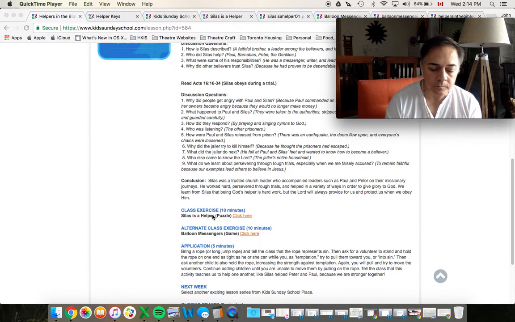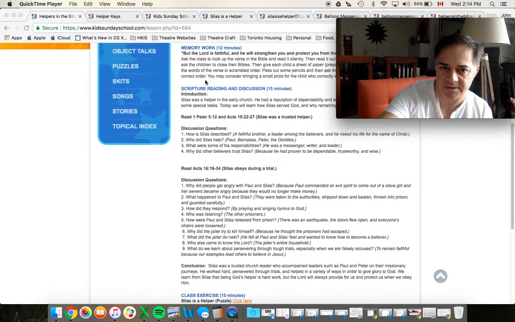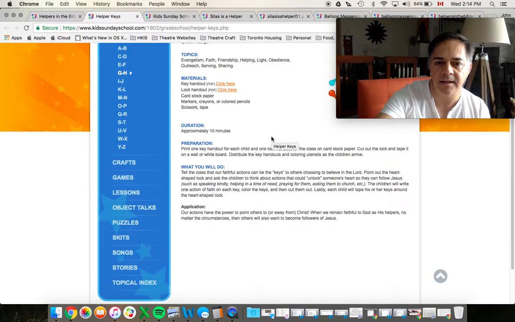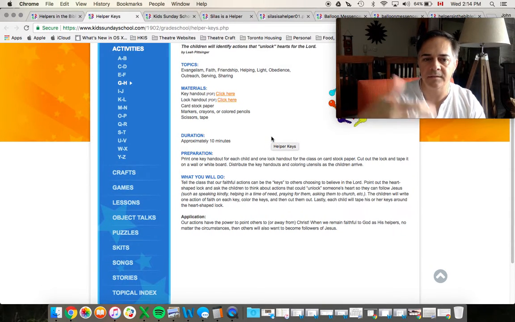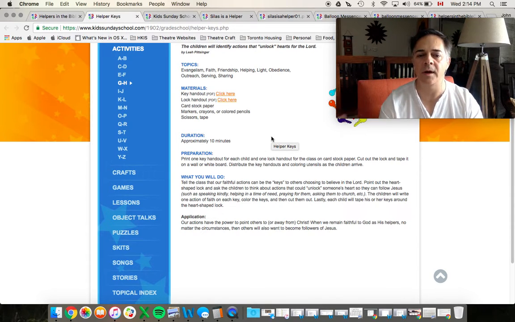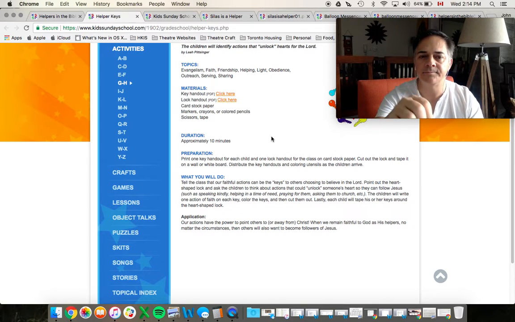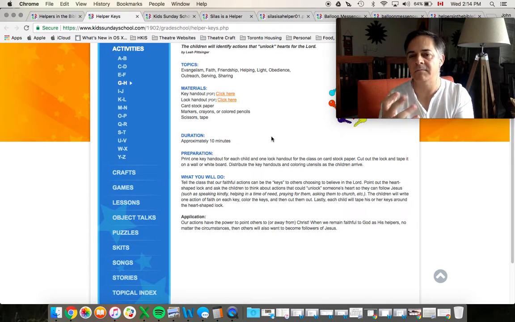And then from there, I would like to use the helper keys activity, which is the one that was up here at the top. With the helper keys activity, it talks about using keys to identify things that would help others believe in the Lord. Right? So you can have them drawing, you can have them writing. I always give a choice because if they don't want to write, that's totally fine.